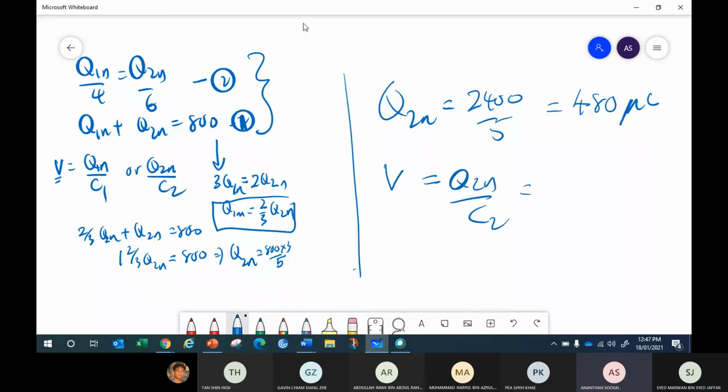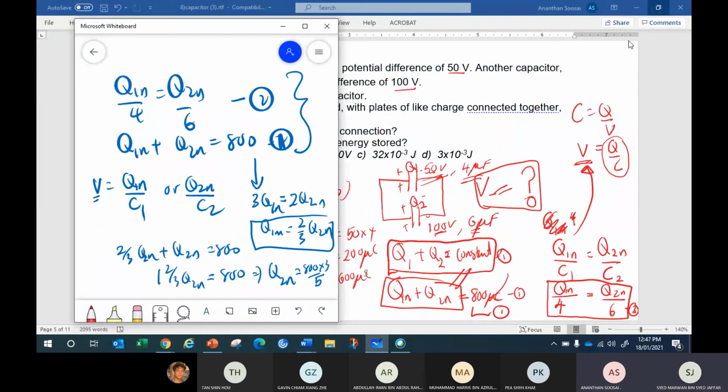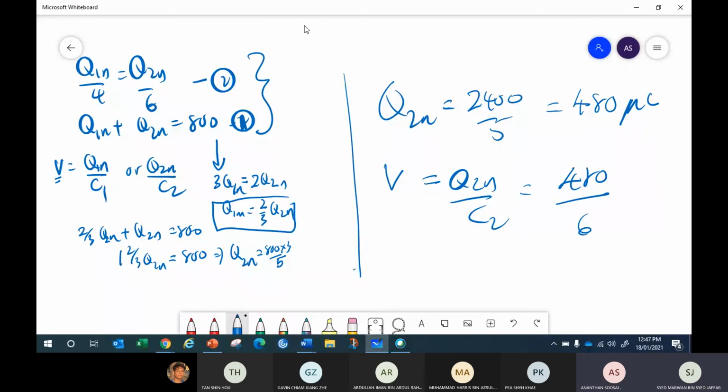So what is the common voltage? Q2n over C2. Q2n is 480. C2 is how much? C2 is 6 microfarad, right? So 480 over 6, how much you get? So 80 volt. So this is your common PD.